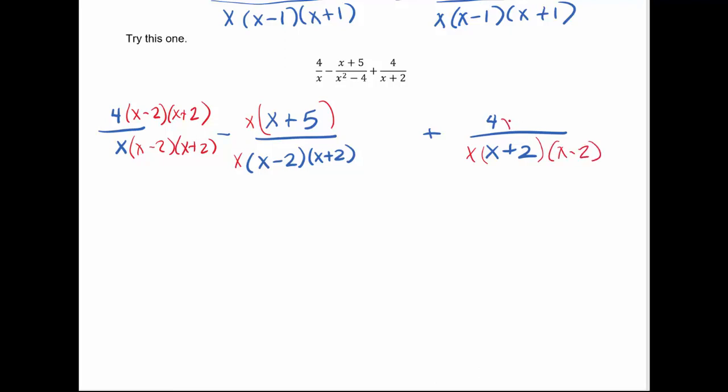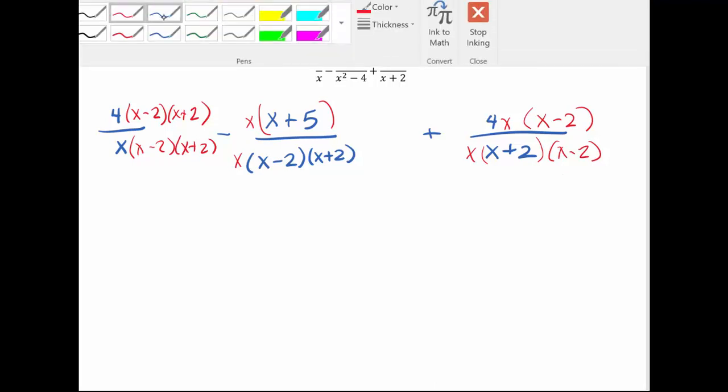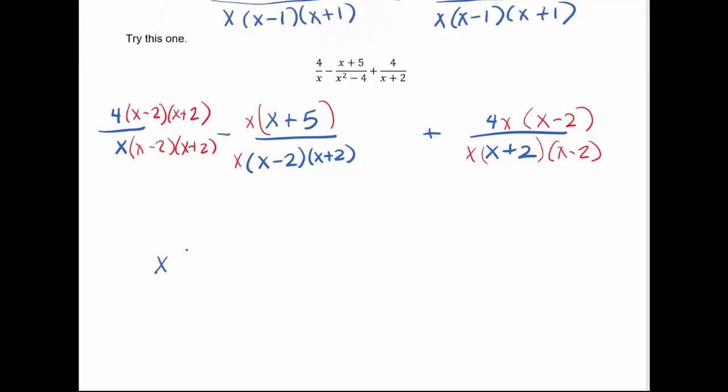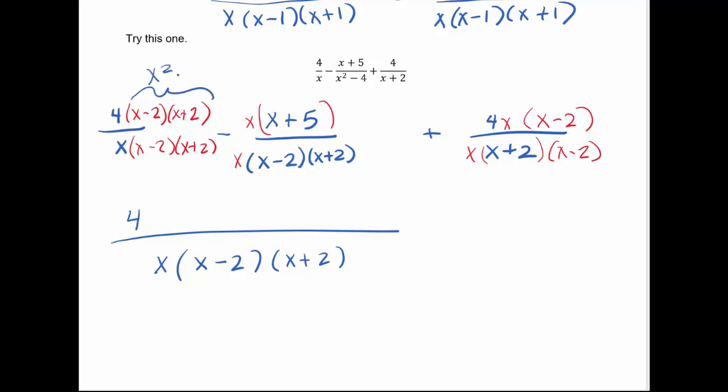Always double check behind yourself and make sure that now your denominators are all alike. You have an x minus 2, and an x plus 2 in every single denominator. Now you can go through and simplify. You have x times x minus 2 times x plus 2. So you have 4. This right here is going to be x squared minus 4. So you have 4x squared minus 16.